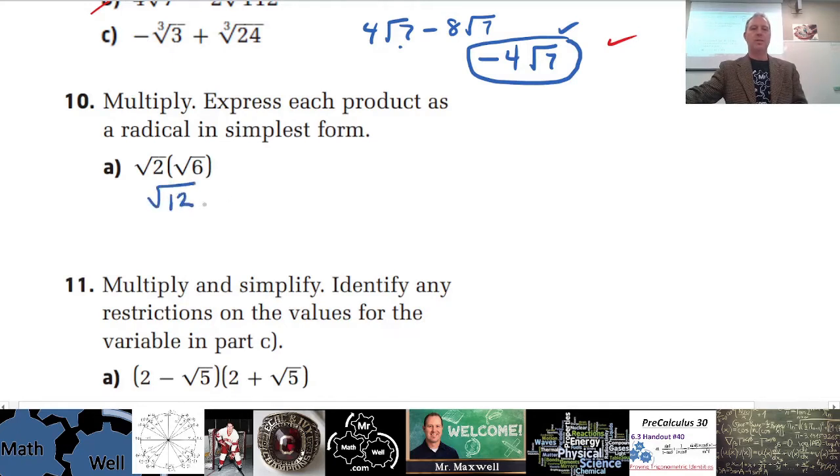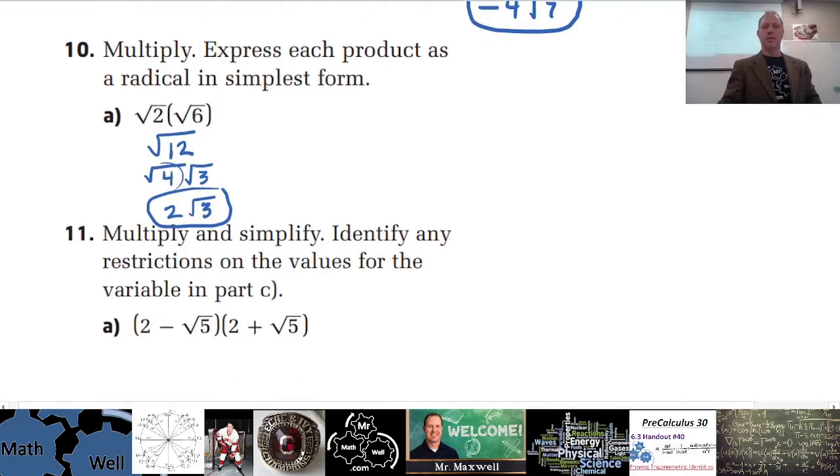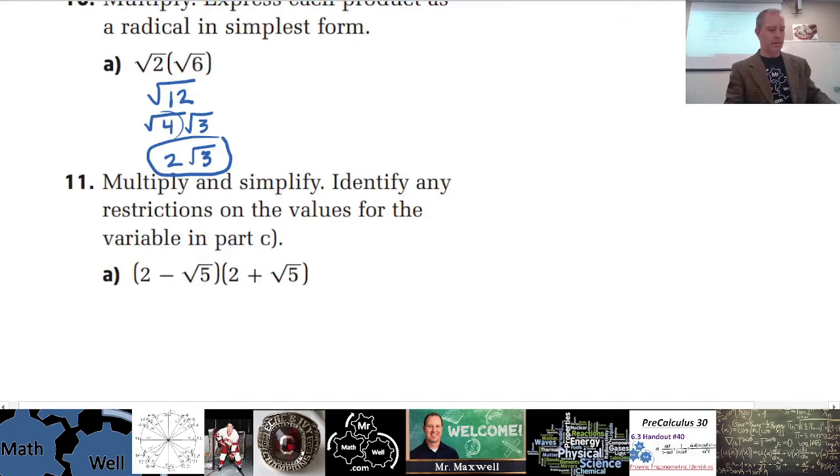And we do have to take a close look at this to see if we can simplify. And we can, because root 12 is root 4 times root 3. Root 4, of course, can be simplified as 2. So that comes out to 2 root 3. Any questions on that? All right, so just check to see if you have a perfect square as a factor of the number underneath the radical sign. That's called the radicand, that number.